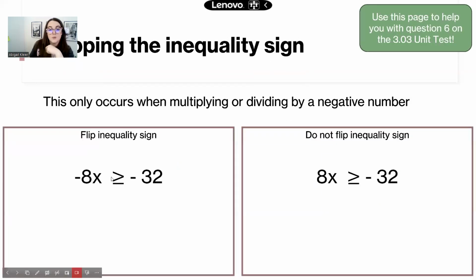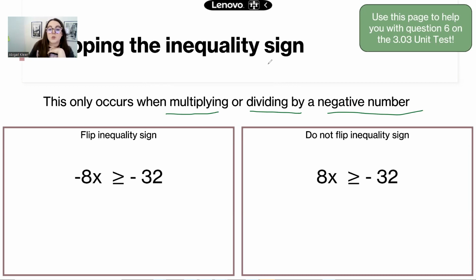And now let's go ahead and move on to the next concept. This is going to help you with question 6 on your test. There is one little loophole when it comes to solving inequalities. The steps that we just did are normally the steps that we take. However, if we multiply or divide by a negative number, it does create a small change in our solution.